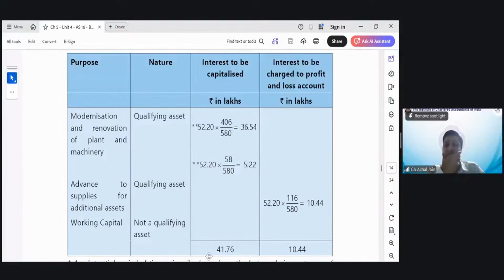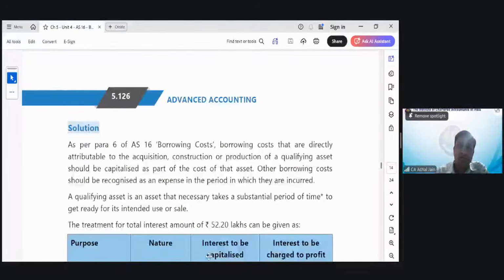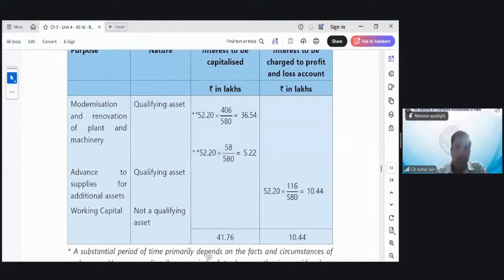The calculation will be the same, 58 divided by 580 into 52.20. So we will get 5.9596 if we round it off. So that also we will take as a qualifying asset. The rest, 116, is not utilized for the qualifying asset. It is used for working capital, so we will not consider it as a qualifying asset. The interest on the difference we calculate the same way, and we don't capitalize it, we take it to the profit and loss. Good, very good.